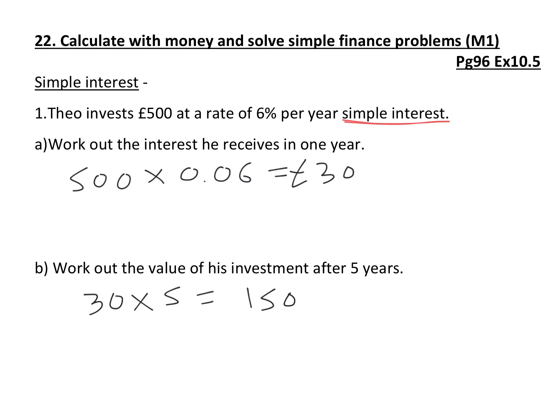And just to point out, it says work out the value of his investment after 5 years, not how much interest he receives. So the investment, he's going to have the £500 plus the interest he's earned over 5 years, which then makes it £650. That is the value of his investment after 5 years.